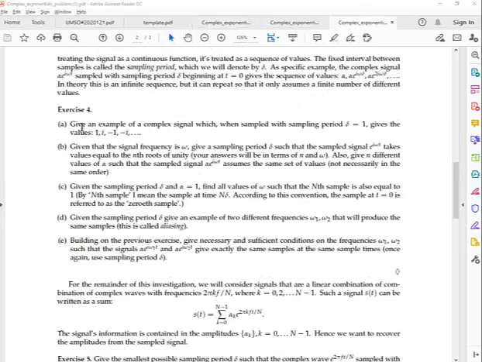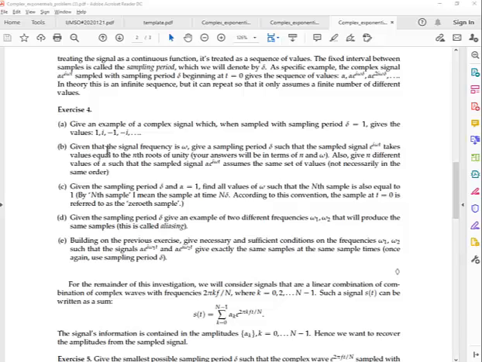Here are some exercises related to these ideas. A, give an example of a complex signal which, when sampled with sampling period delta equal 1, gives the values 1, i, minus 1, minus i. In other words, when you put in time 0, you get 1. When you put in time 1, you get i. When you put in time 2, you get minus 1, and so on. Of course, you recognize these as the fourth roots of unity.